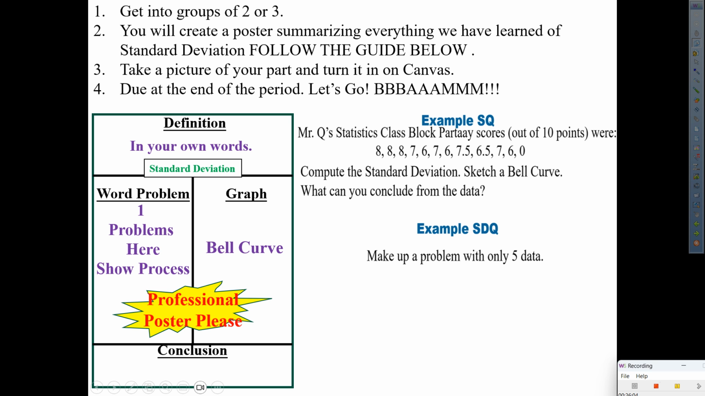So, here's my recommendation. If you're in teams of 2 or 3, one person's going to start writing the poster right away while the other person is copying the data and working it on paper first, doing all the computation while another one's doing the bell curve, and everybody's doing something or else you won't finish. So, with that said, blank sheets of paper in the back, markers are in the back, poster paper in the back. Let's get to work.